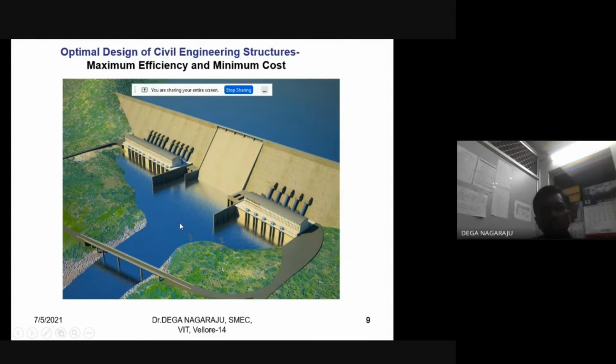Further, in the civil engineering field, if you see reservoir construction, while constructing the reservoir, storage capacity must be maximized. That is a desirable factor. And the cost of construction must be minimized. That is an undesirable factor. In such a way, in each and every engineering field with equal importance, the role of optimization is most important, and it has been widely used.